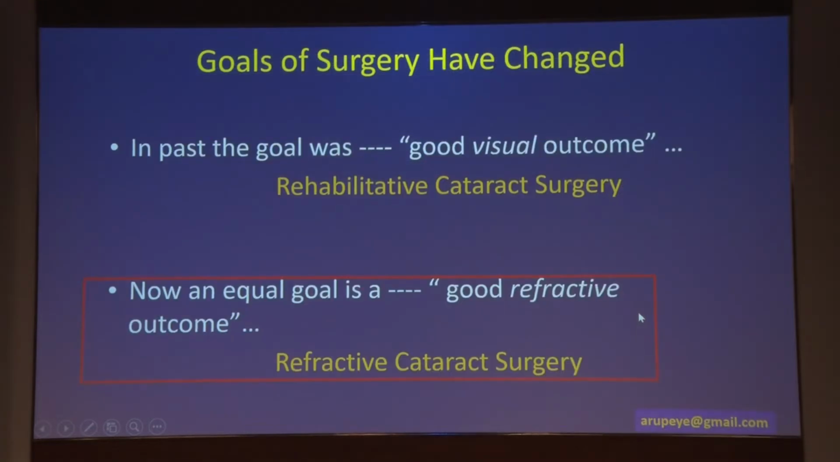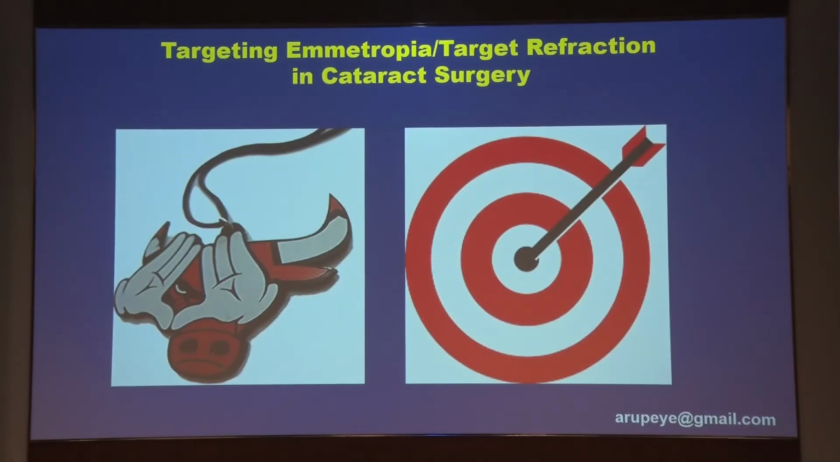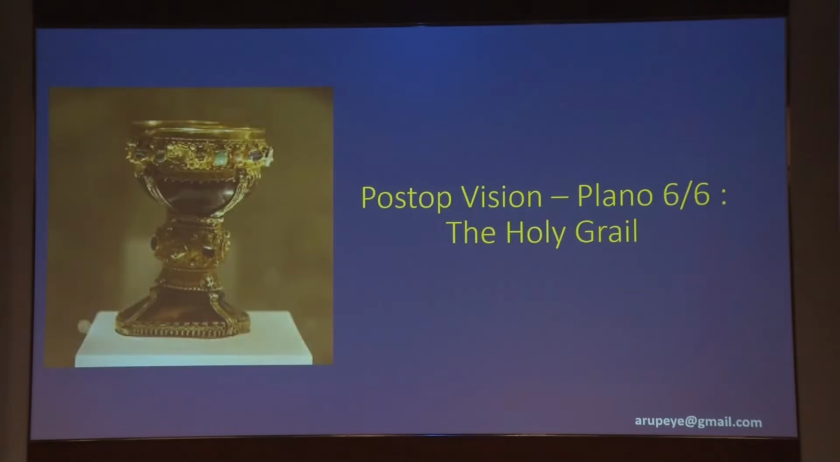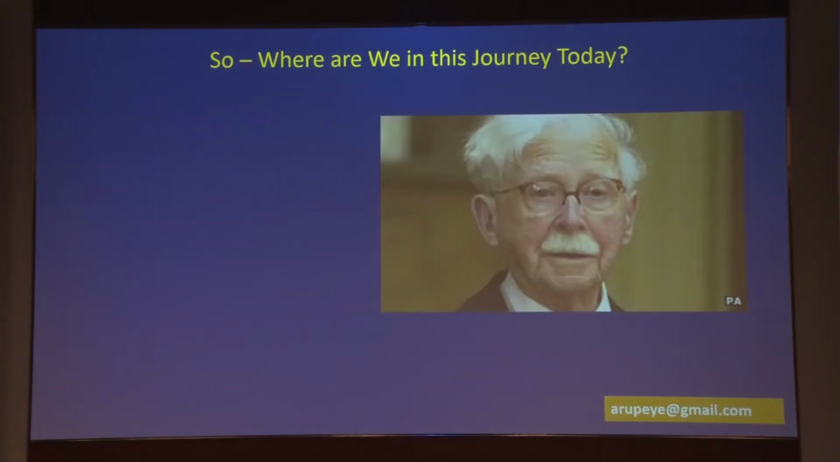So you must realize that today cataract surgery is a refractive procedure. We want to hit the target refraction in each and every patient that we operate upon. And for most of the patients, the target refraction is plano, 6/6. This is the holy grail. So this is where we intend to arrive in our journey, our destination, our goal. So where are we today? We need to assess where we are today so that we can chart out a journey.